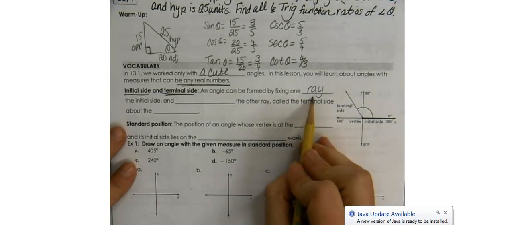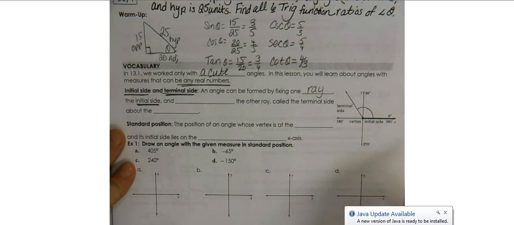Like I said to you before, we're going to be learning about how to draw or sketch angles onto a coordinate plane. Every angle has an initial side and a terminal side. An angle can be formed by fixing one ray. Know that all angles are formed by 2 rays where they meet at a vertex. So you can fix one ray, the initial side, and rotate the other ray, called the terminal side, about the vertex. That's very fancy for what you see here.